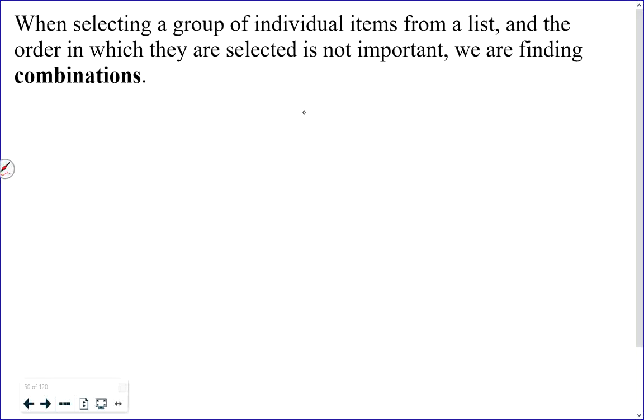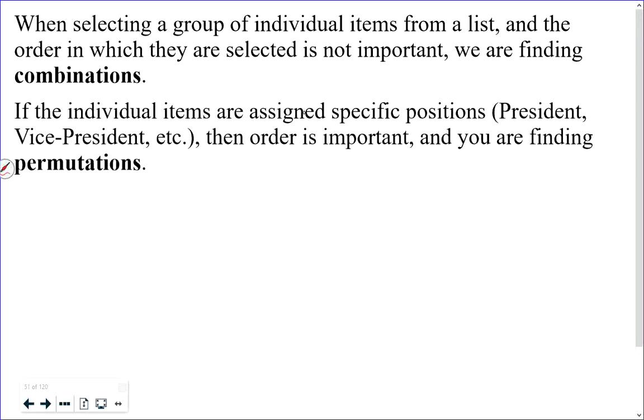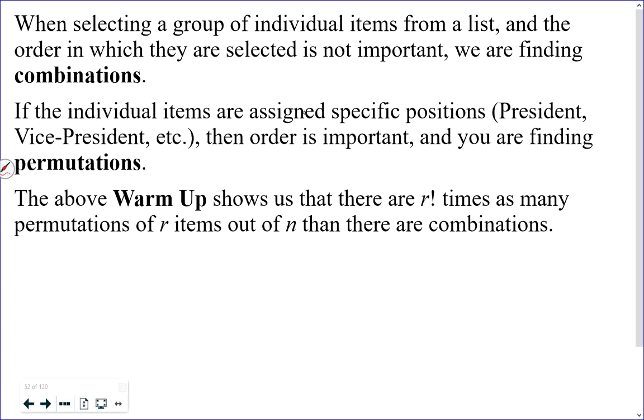So when selecting a group of individuals from a list and the order in which they are selected is not important, we're finding combinations. Whereas if we're finding arrangements of those items where order is important, we refer to that as permutations. And what we learn out of this warm-up is the following: if you take the number of arrangements and divide by r factorial, you will get the number of combinations.